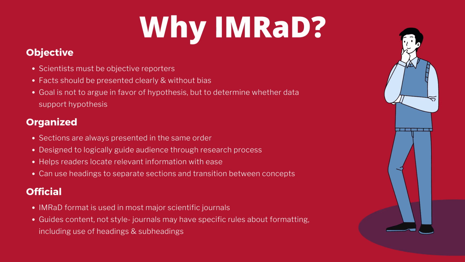As the author of a scientific paper, you act as an objective reporter, presenting the facts of your research clearly and without bias. You should remember that the goal of the paper is not to make an argument in favor of your hypothesis, but to present the facts you gathered through experimentation and explain whether the data you collected confirm the hypothesis you proposed. The IMRaD structure serves as a reminder of this goal. The sections, which are always presented in the same order, guide the audience through the entire research process.